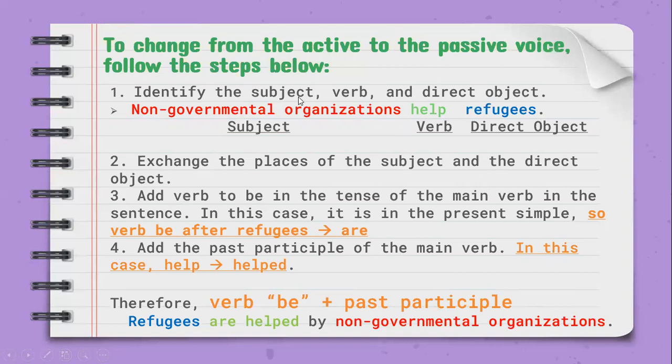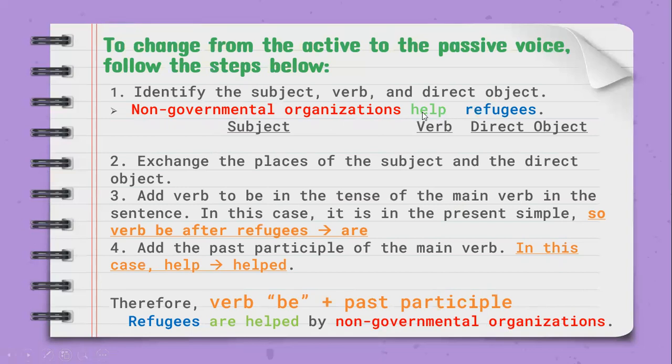So I start with refugees and I put the non-governmental organizations at the end. So it becomes refugees, but they get helped by the non-governmental organizations. So after switching them, I want to work on the verb. What do I do? I add the verb to be before the main verb. How do I add the verb to be? In the tense of the main verb.